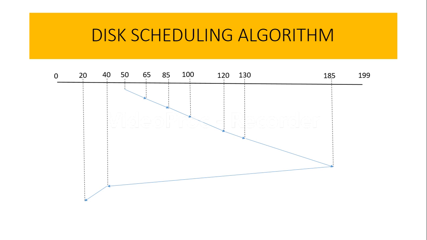And as I have told you, you are supposed to calculate the total head movement, which will be somewhere around 328 tracks, which is better than the first come first serve scheduling algorithm, but it is not better than the shortest seek time first.